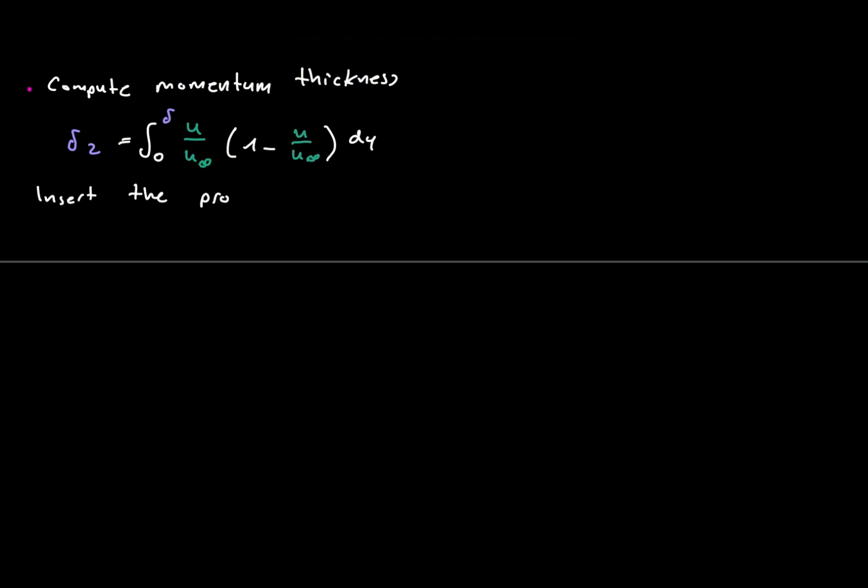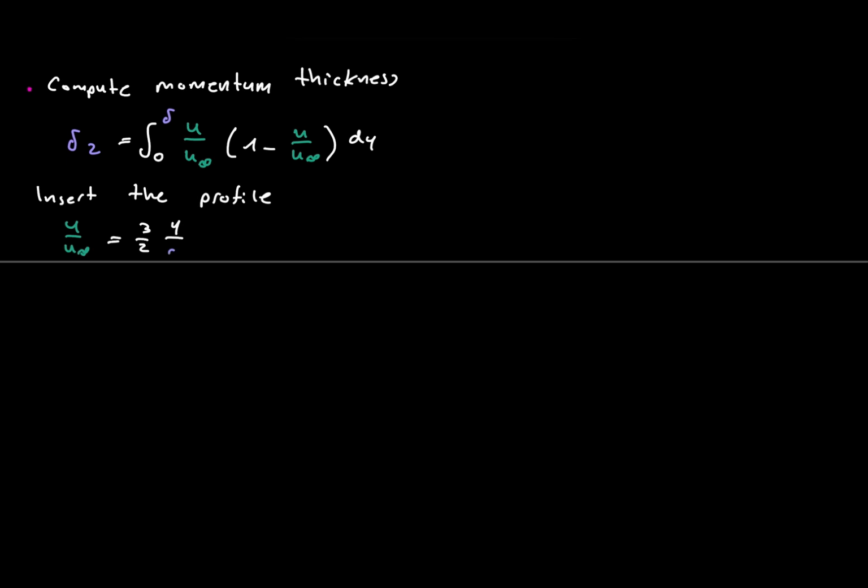Next, we compute the momentum thickness. The definition is delta 2 equals the integral from 0 to delta of u over u infinity times 1 minus u over u infinity dy. We insert the velocity profile.